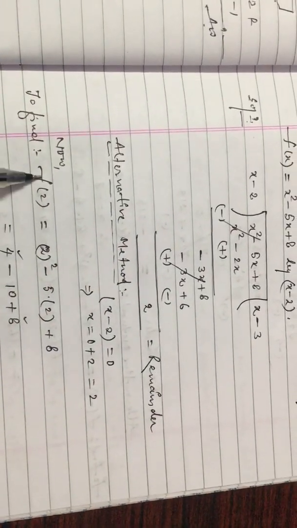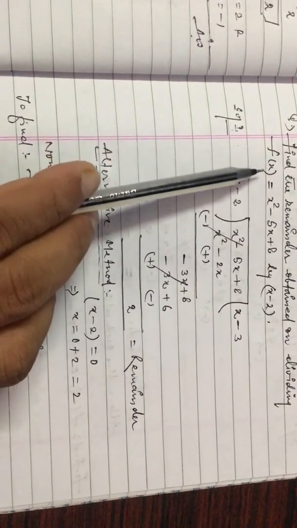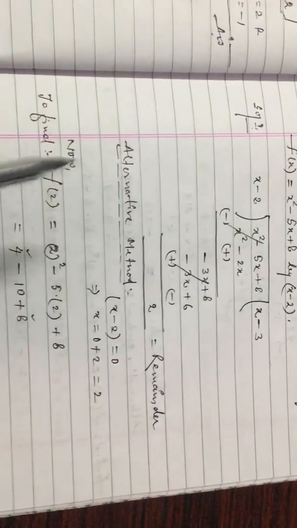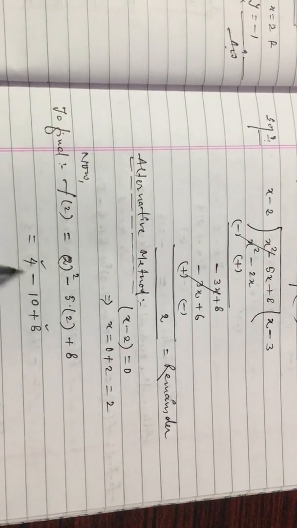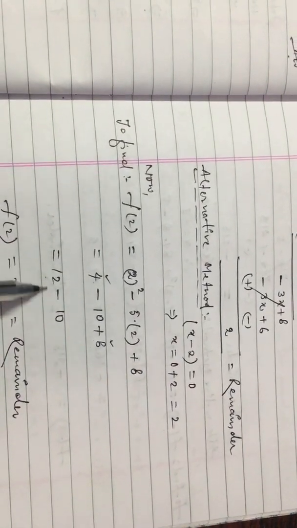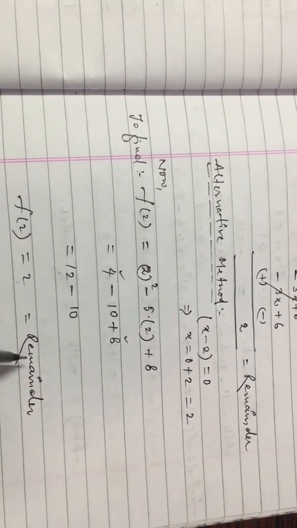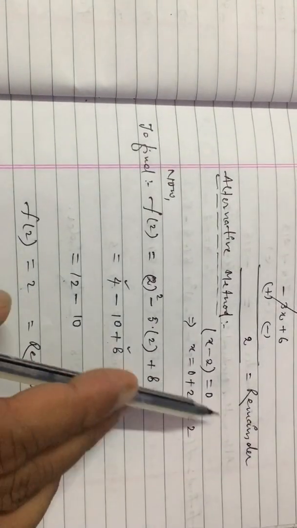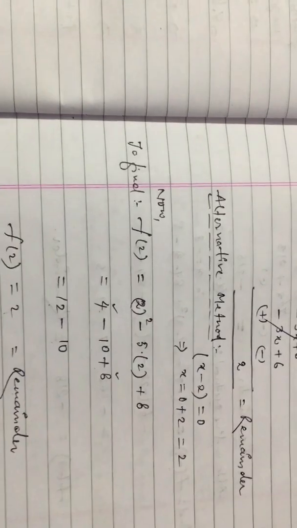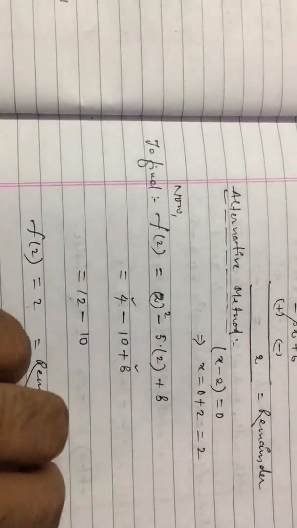So now to find f(2), it means instead of x we are putting 2. So here also 2 square minus 5 into 2 plus 8. The square of 2 is 4, 5 twos are 10, plus 8. So 8 plus 4 is 12, minus 10, which is equal to 2. See the remainder. Remainder is equal to 2. So this is the alternative way to find the remainder. Now see one more problem.